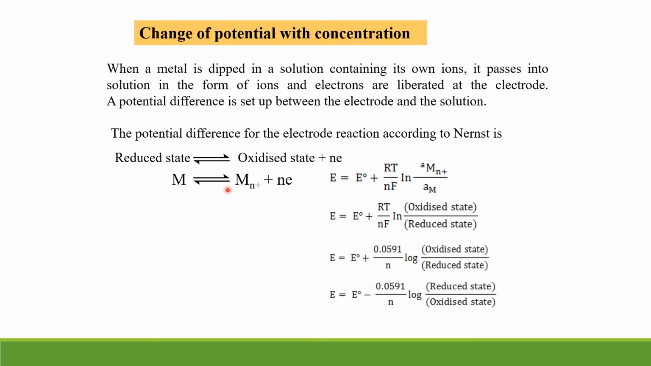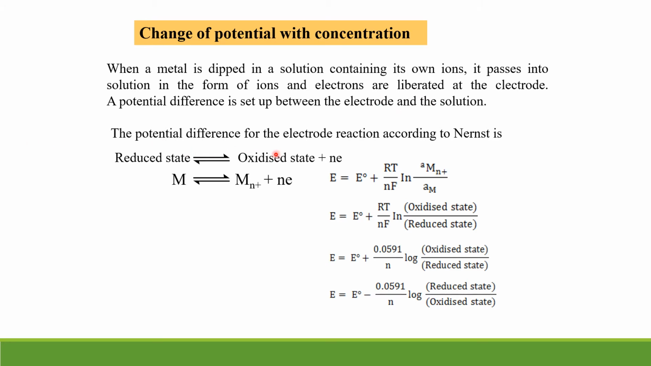Now let us discuss an important aspect, that is the change of potential with concentration. When a metal is dipped in a solution containing its own ions, it passes into the solution in the form of ions, and electrons are liberated at the electrode. Because of this, a potential difference is set up between the metal electrode and the interface, that is the solution in which that metal electrode is dipped.